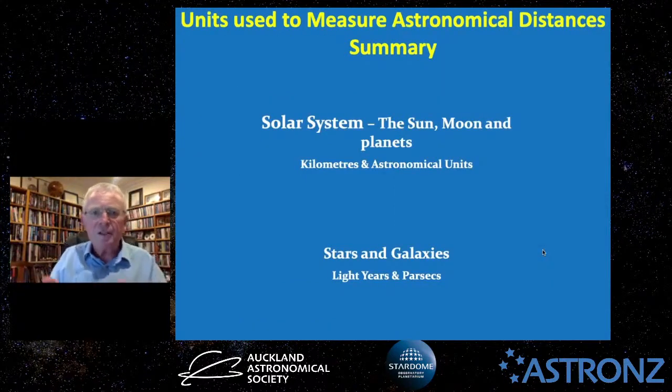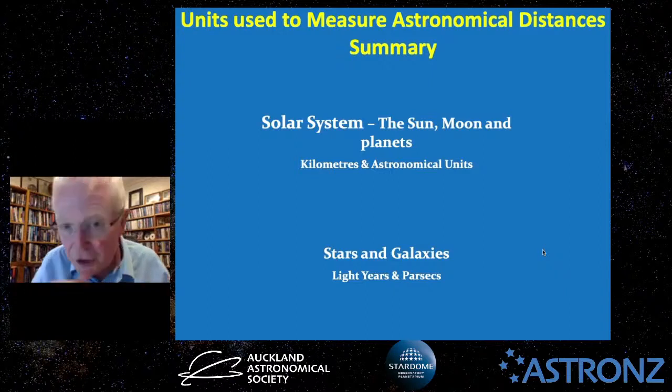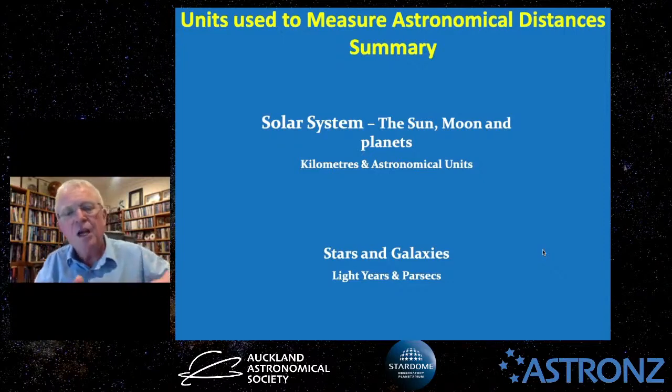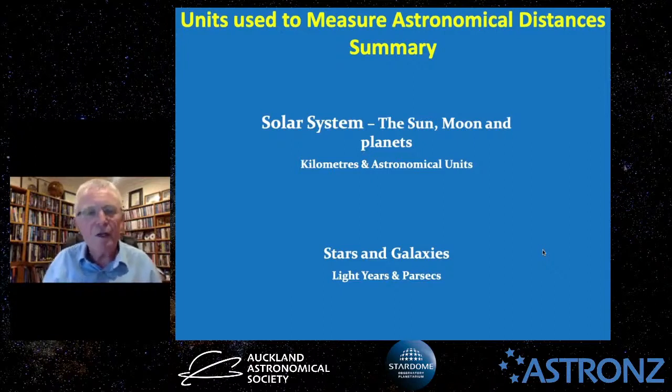So just summarizing: for the solar system, the distance to the sun, the moon and the planets, we tend to use kilometers and astronomical units. When you're looking at distances to close and distant stars and galaxies, you tend to use light years and parsecs. So that's just section 1 in summary.